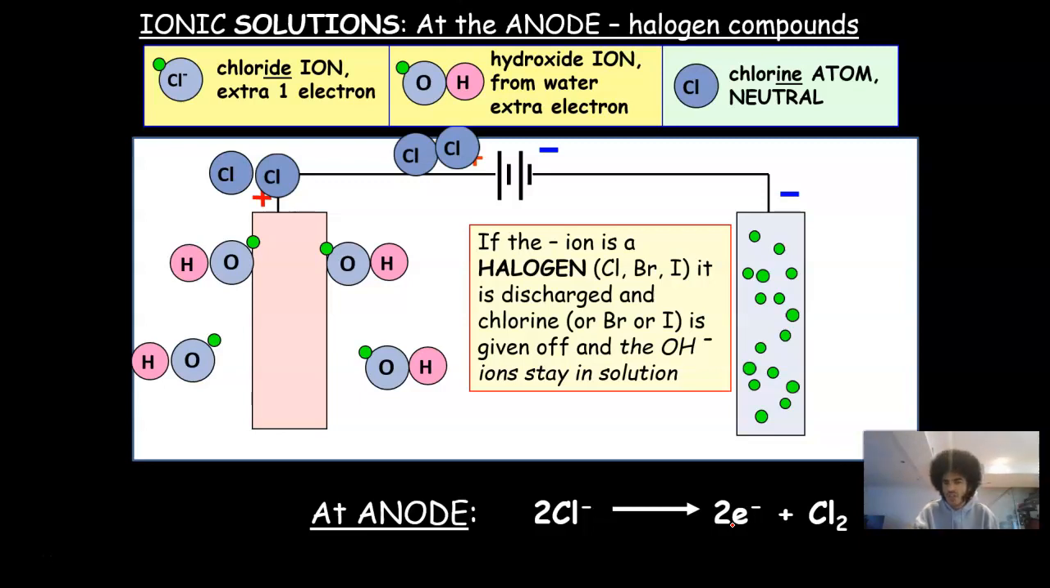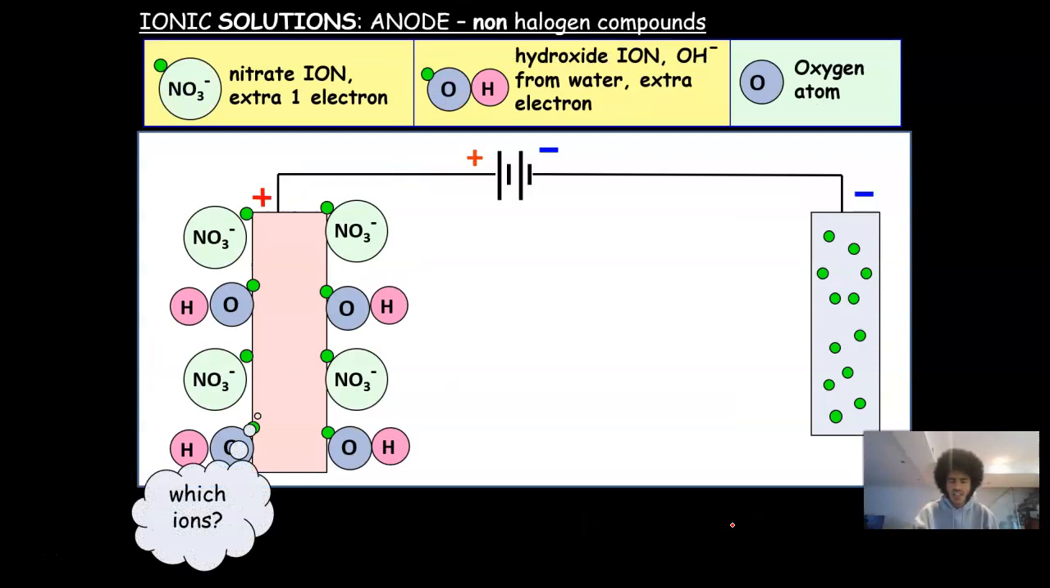Now let's look at a different situation at the anode. Let's say that we didn't have a halogen, we had something different, like a nitrate ion. What would happen now? Now, because it's not a halogen, you're not going to have this produced. So the NO3-, the nitrate ions, they're going to stay in solution. They will not be discharged. So what happens with the OH- ions or the hydroxide ions? They're slightly different with those.